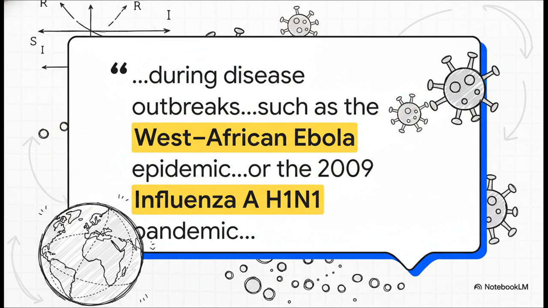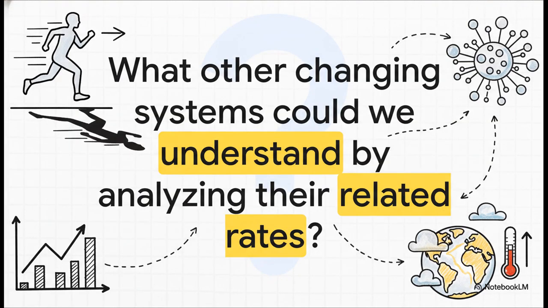Epidemiologists create equations that relate the rates of how many people are susceptible, infected, and recovered. It's the same core idea we used for the man and his shadow. So, from the speed of a shadow on the pavement to the spread of a global virus, the logic of related rates gives us this incredible lens to understand our changing world. Which really leaves us with a final question to chew on. What other complex, dynamic systems out there, from stock markets to climate change, could we understand better just by figuring out how all their rates of change are related?